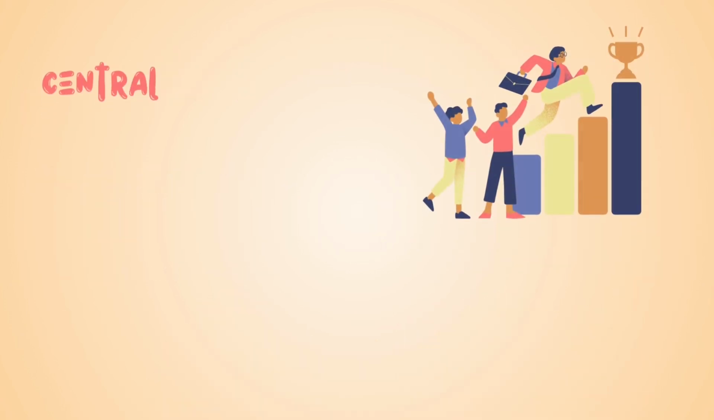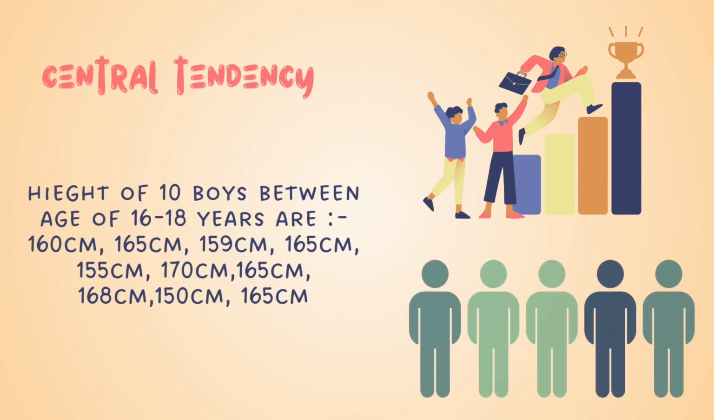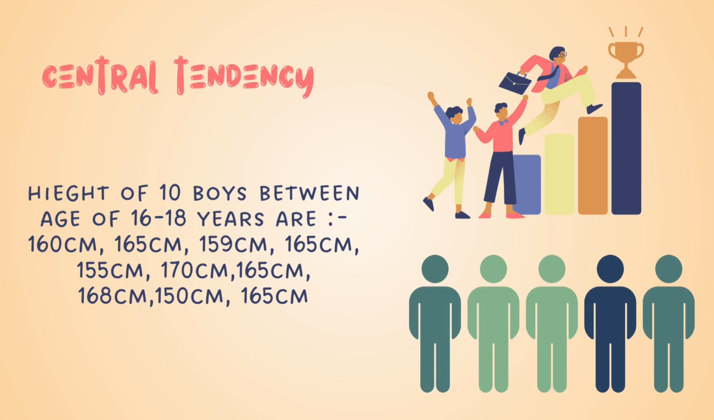To understand central tendency, I need to give you an example. Think of the heights of 10 boys between the ages of 16 to 18 years, as follows: 160, 165, 159, 165, 155, 170, 165, 168, 150 and 165. Now you will say, ma'am, what to do with this? I want you to calculate the mean, median and mode of this data.